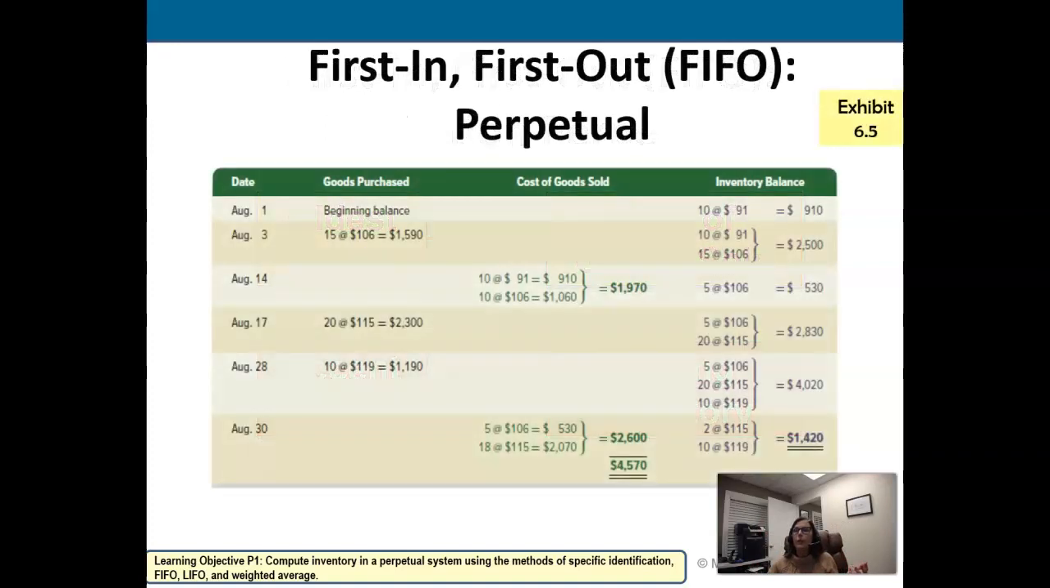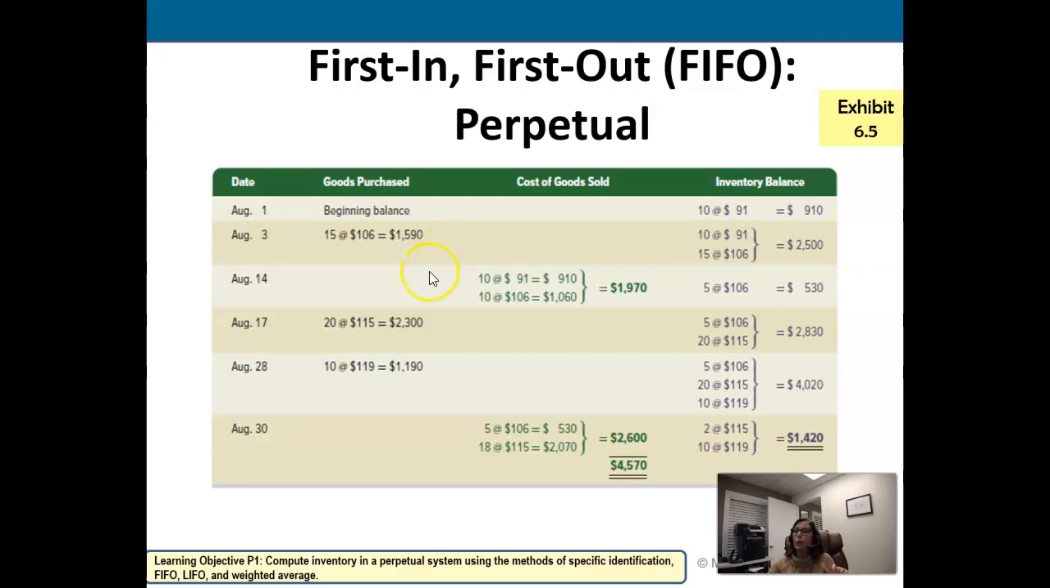So let's take a look at our example. I can't even remember what it was we were selling here, but whatever it is, it's the same items. We had a beginning balance. We bought some stuff on August 3rd. So we had $910 sitting in our beginning inventory, which was our ending inventory under a FIFO method last month. And then if we add to that the 15 items we bought on August 3rd, my birthday, by the way, it's $2,500 total inventory balance.